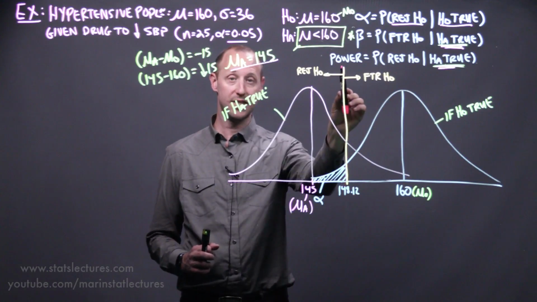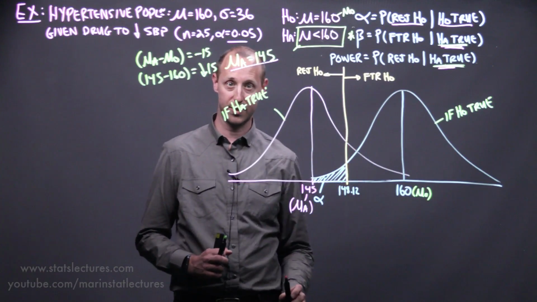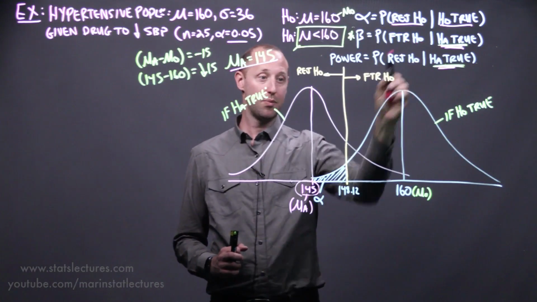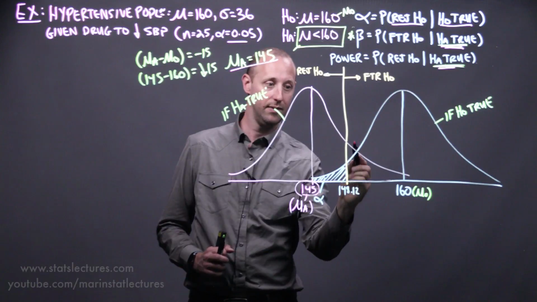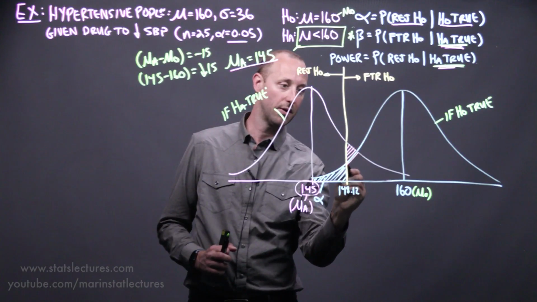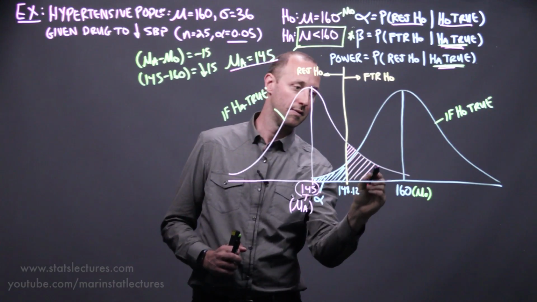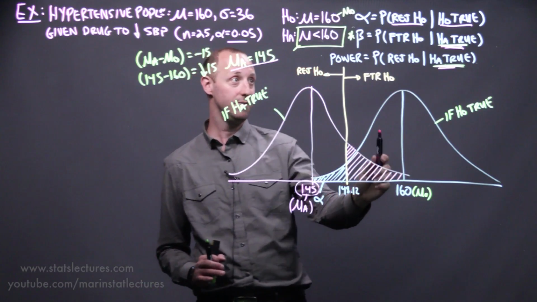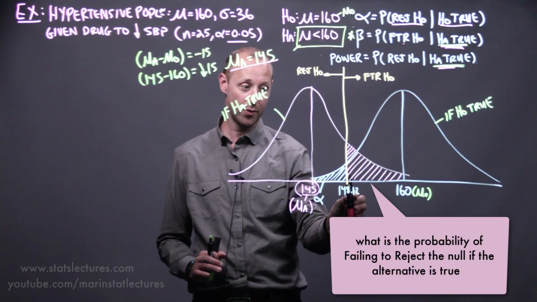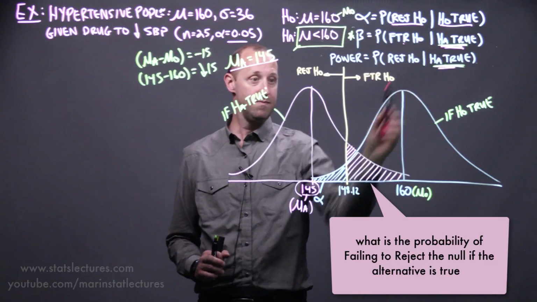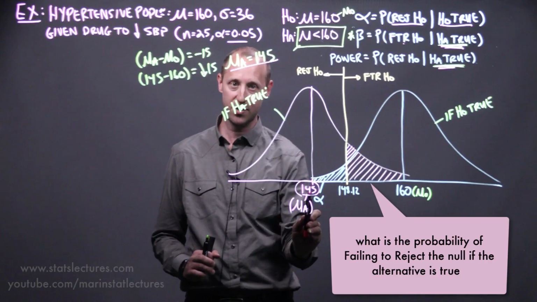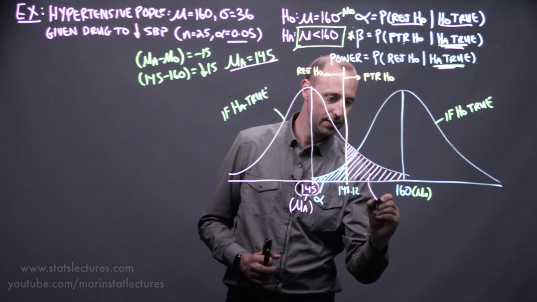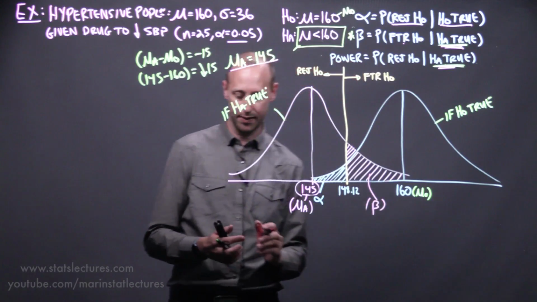Again, remember we determined this is our cutoff for rejecting or failing to reject. So if the mean is now 145, what's the probability of failing to reject the null? That's this area up here. Hopefully you can see what I've highlighted there is telling us the probability of failing to reject the null if the alternative is true. If the mean is really 145, how likely are we to not reject the null? And this, again, we label beta.